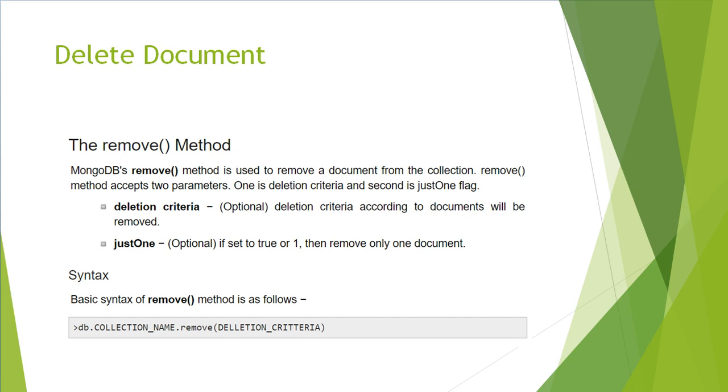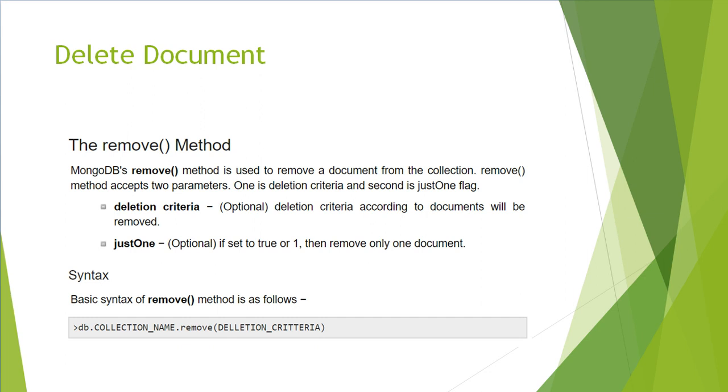And this is what delete corresponds to in MongoDB. We have R for the remove method. And again the syntax is pretty much straightforward: db dot the collection name and then remove and then the deletion criteria, meaning what exactly you want to delete. In the CRUD operations, the D stands for delete document and R is for remove here in MongoDB.